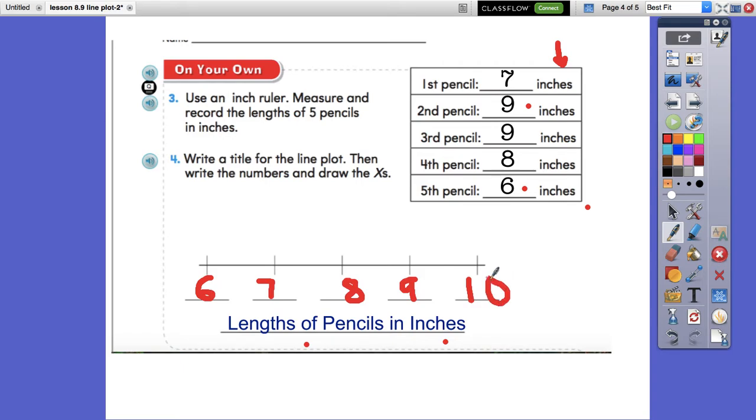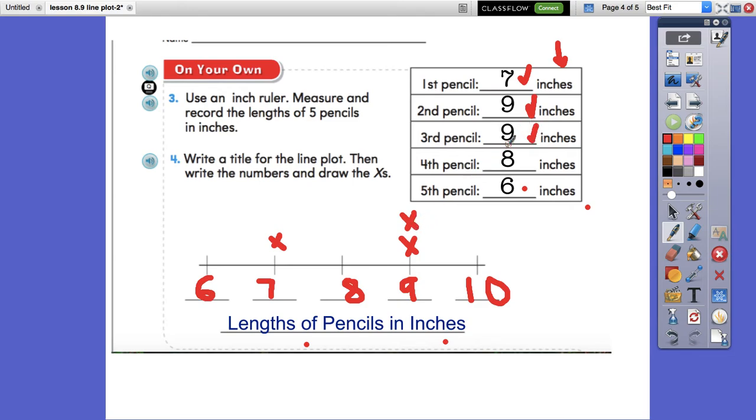All right, I'm going back up to my data. I have a pencil that's 7 inches. I'm coming over here. I'm putting an X. I'm checking that one off so I don't get confused and use it again. My next one is 9 inches. I come over to my 9. I'm going to put an X above the 9. Go back and check this one off. Oh, my third pencil is also 9 inches long. I'm coming back over to 9. I need to put another X on top of that one. Go back, check that off so I don't use it again.